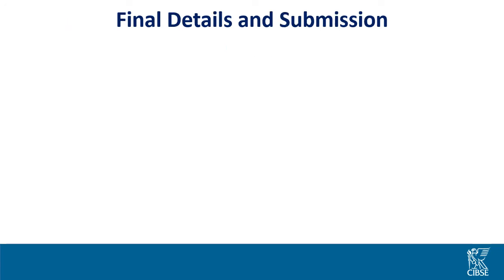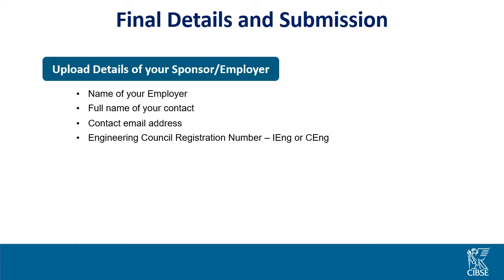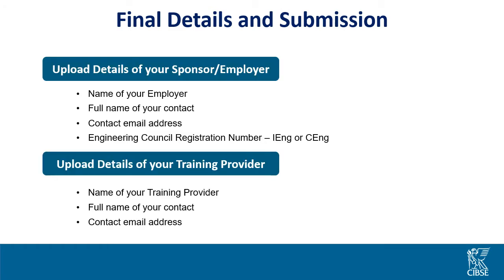So now we move on to the final part of the online application. You'll need to enter details of both your sponsor/employer and your training provider. Once you have submitted the application, both your sponsor and training provider will be contacted using the information you provide at this stage.